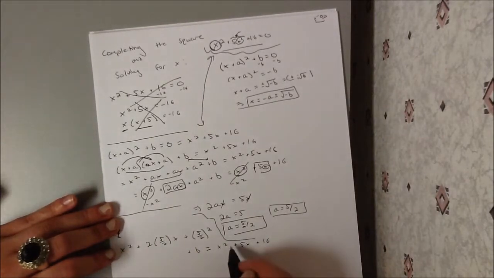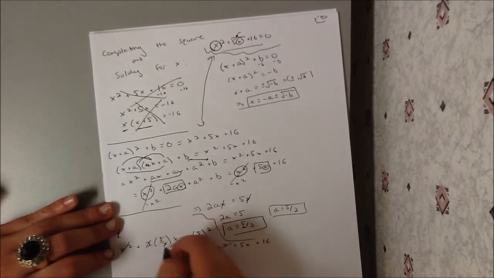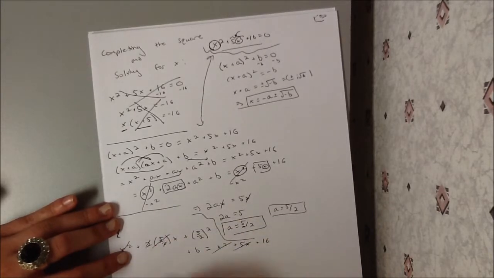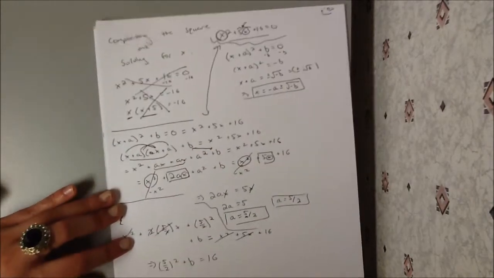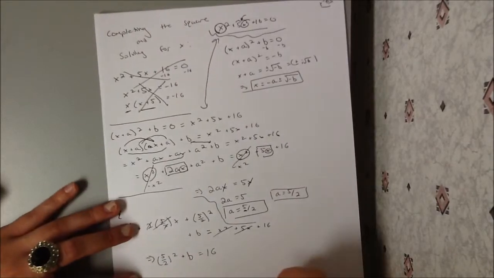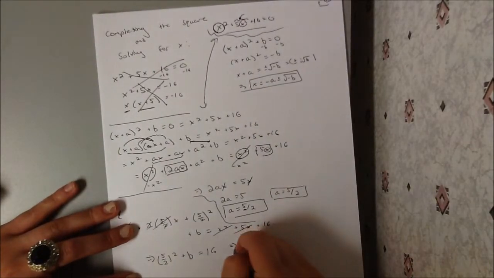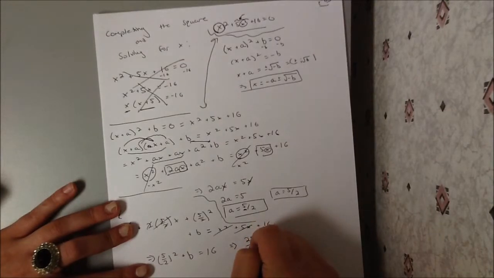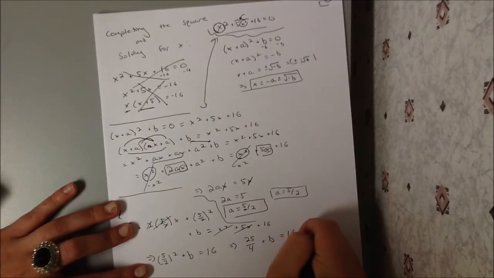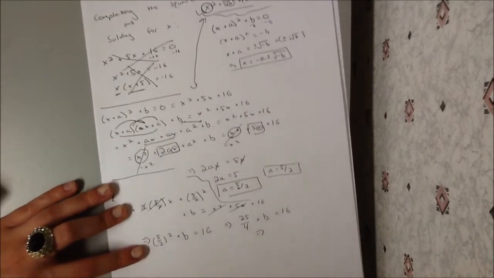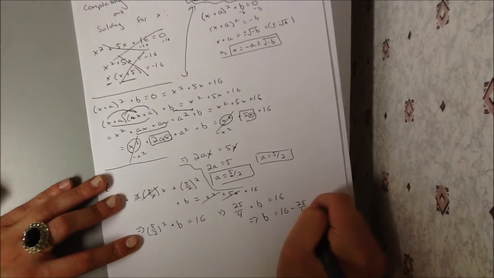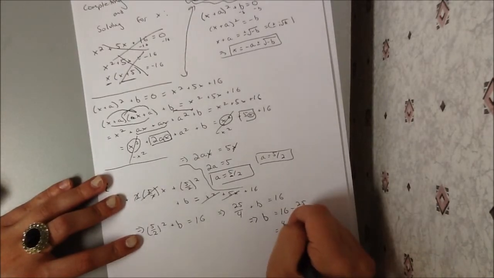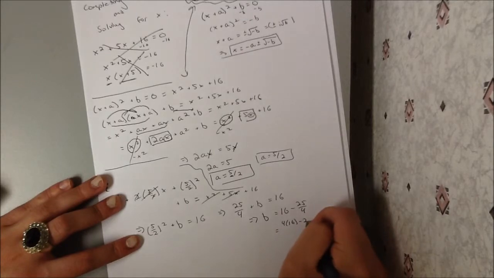Okay, let's see if this is true. X squareds go away. This becomes 5x, they go away. So all we get is 5 halves squared plus b equals 16. Okay, I don't know if you can see that, I hope you can. Okay, good. So that implies that we're going to square this out. 25 fourths plus b equals 16, which means that b equals 16 minus 25 fourths, which is just equal to 4 times 16 minus 25 over 4.